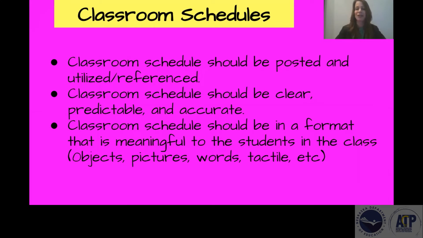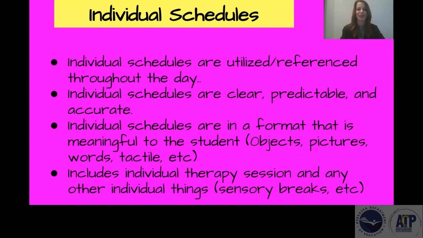And make sure they're clear, predictable, and accurate. I've seen classroom schedules up that aren't accurate to what's happening. Either it's the wrong day, today's Wednesday and they have Tuesday up, or something changed in the schedule but they didn't actually change it on the main schedule. And make sure they're in a format where the students in the classroom can process and receive that information, which we'll talk more about.